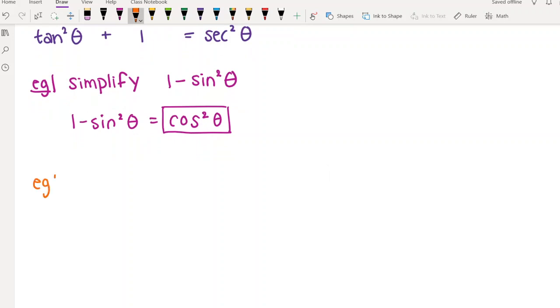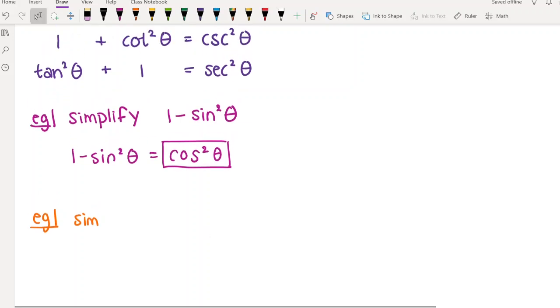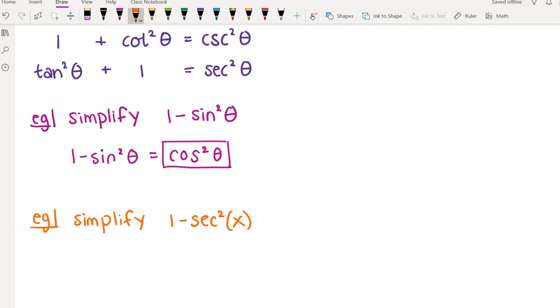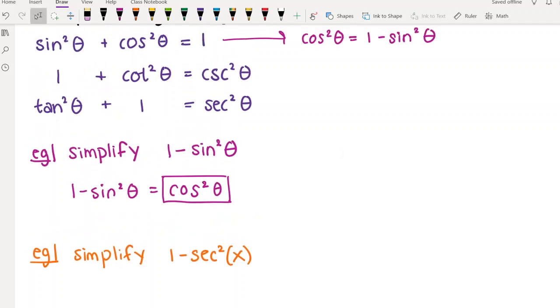Okay, so let's try another one. So let's say we wanted to simplify 1 minus secant squared of theta. Or let's change the variable, I'll say x. So 1 minus secant squared of x. So again, if you see a trig function squared and you see a 1 and you're adding or subtracting stuff, that should clue you in that you want to look to your Pythagorean identities. And in this case, the bottom one is the one that matches with the functions that we're looking at, right?